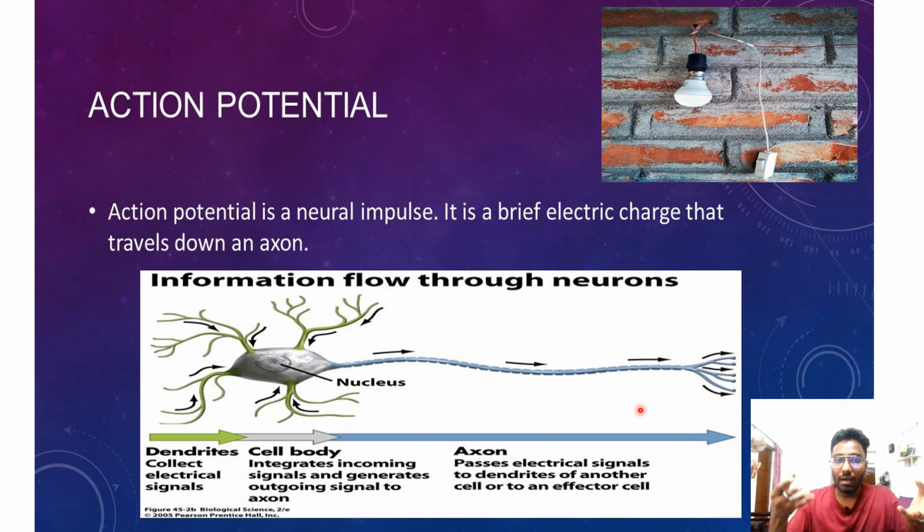For a better understanding, imagine you are lighting a bulb by switching it on. When you switch on the bulb, what happens? The electric signals travel through the wire, reach the holder of the bulb and cause the bulb to glow. Similarly, in a neuron, when it gets excited by a stimulus, an electrical signal is generated. This electrical signal is what we call action potential. And what does it do? This action potential travels down the axon of the neuron and passes the signal to the next neuron.